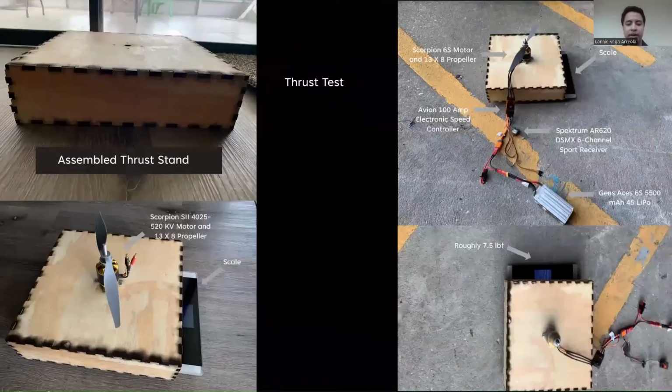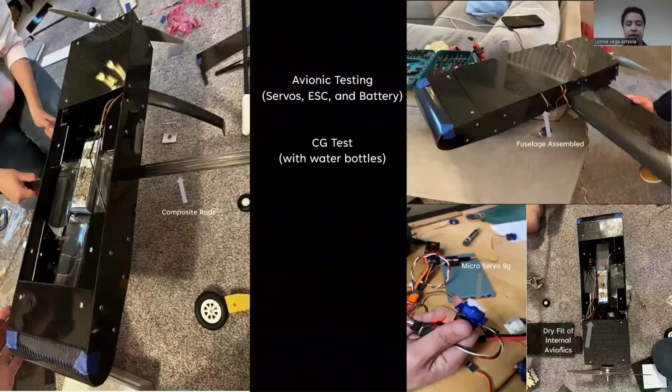In order to run a thrust test, a thrust stand was essential. Once the thrust stand was assembled, the Scorpion S2 motor, 13x8 propeller, 100 amp rated ESC, receiver, and LiPo battery were integrated onto the system. The thrust test produced roughly 7.5 pounds of force from the 13x8 propeller and 7 pounds of force from the 13x6.5 propeller. A quick center of gravity test was conducted on the fuselage. This was done so the team could see how the CG would vary in regard to the varying ounces of water that the UAV would have to transport during flight.